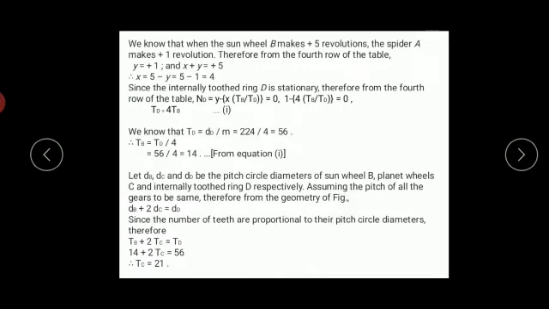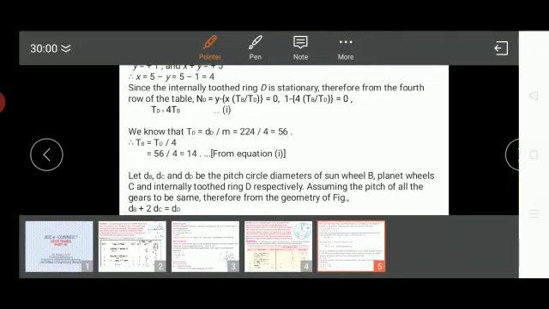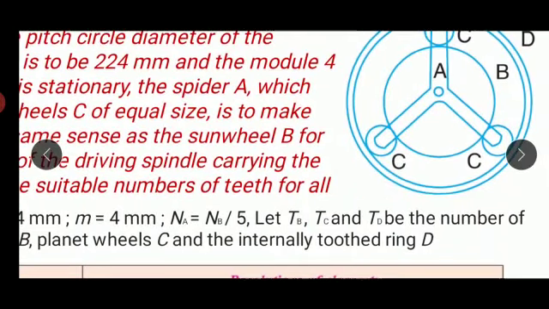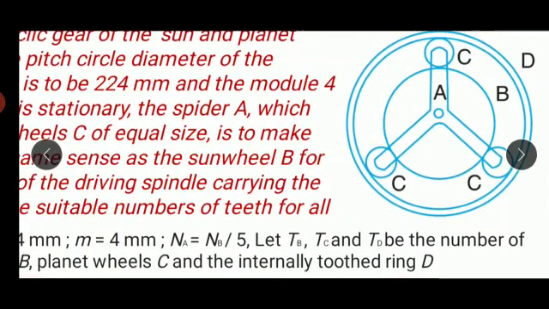Now we can use the data with respect to the diameters to find the number of teeth on gear C. So let us go back and see that. Now this is gear C, right? And we have the diameter of B here, and then gear C, with respect to that, there is the diameter of gear C.